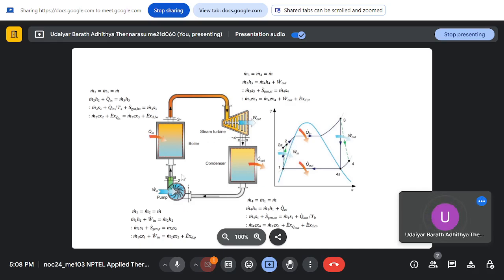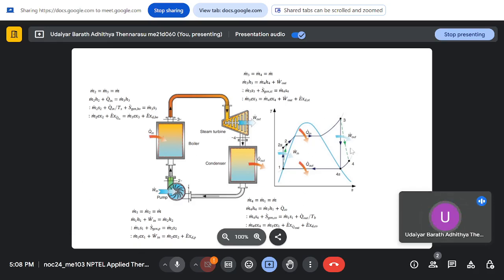And then you are sending it to a boiler where you are adding heat and you are generating steam. So 2 to 3 is your heat addition. This happens at constant pressure, so it's an isobaric process. Then after 3 you are expanding it in the turbine, and then cooling it in the condenser. So this is a Rankine cycle, and the mass balance and energy balance is all listed for each of the components here.